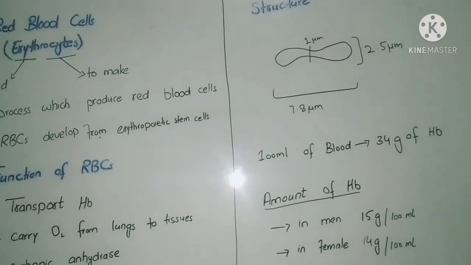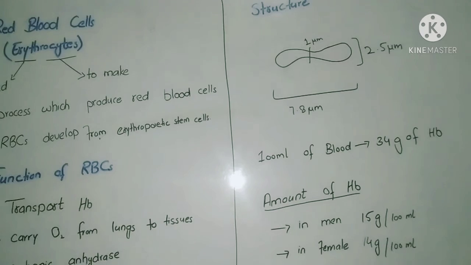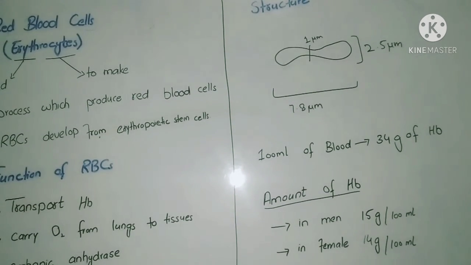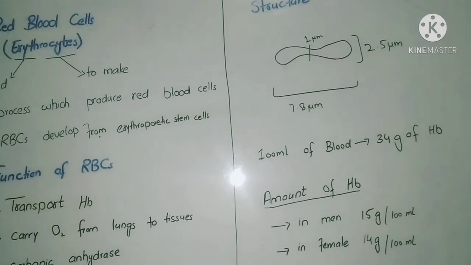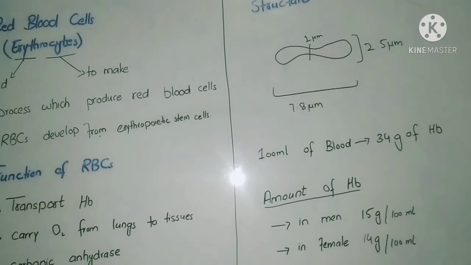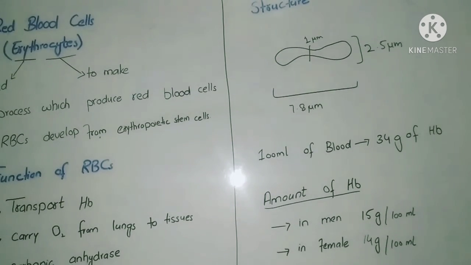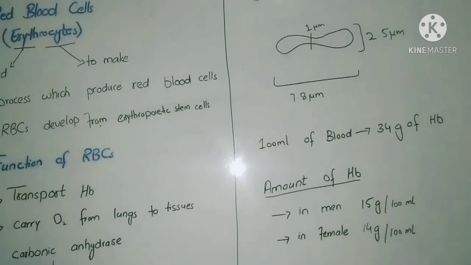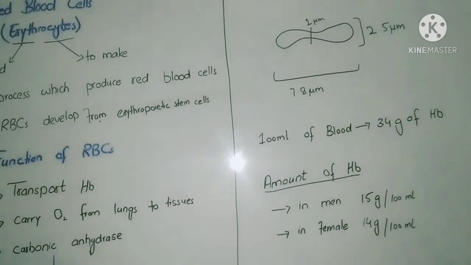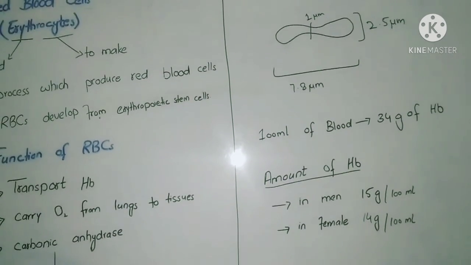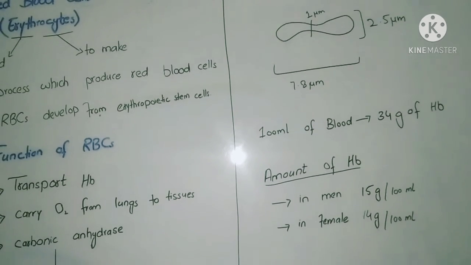The structure of RBCs. RBCs are biconcave discs having a mean diameter of about 7.8 micrometer and a thickness of 2.5 micrometer at the thickest point and 1 micrometer at the center. The average volume of RBCs is 90 to 95 cubic micrometer. 100 milliliter of blood contains about 34 gram of hemoglobin, and the amount of hemoglobin in men is about 15 gram per 100 milliliter and in females 14 gram per 100 milliliter.